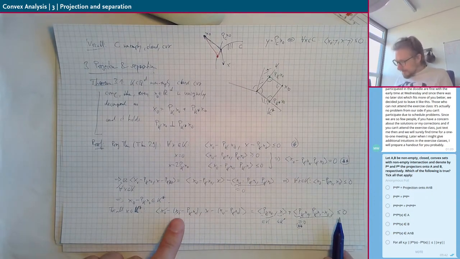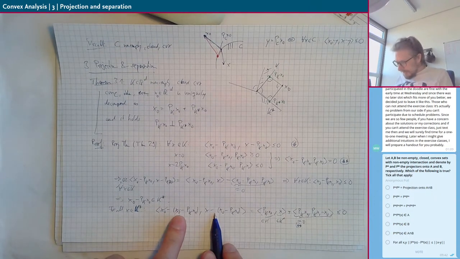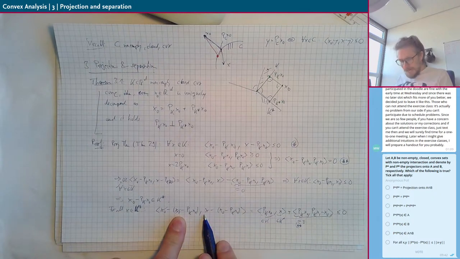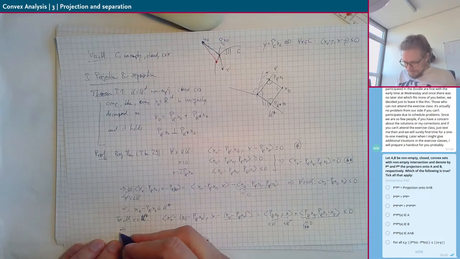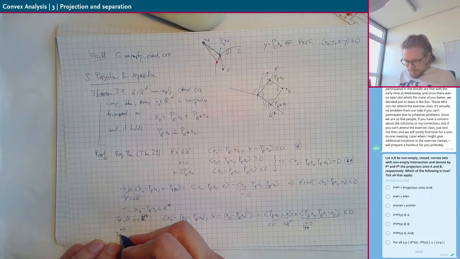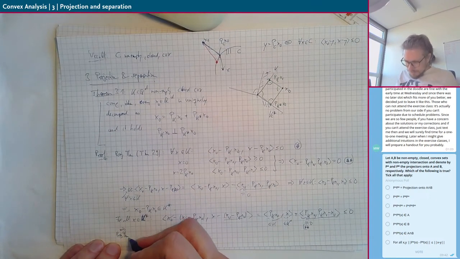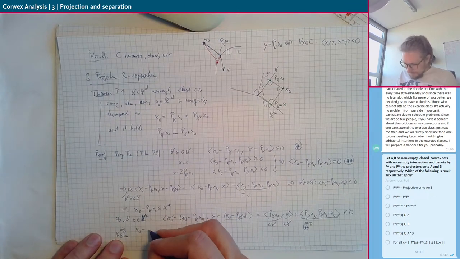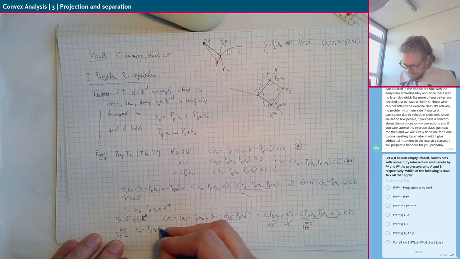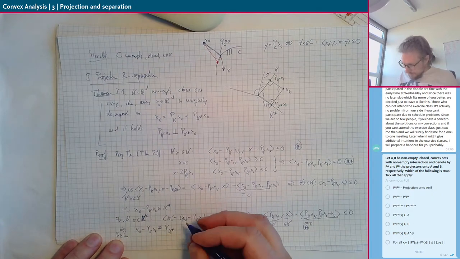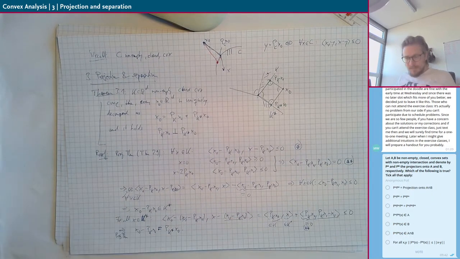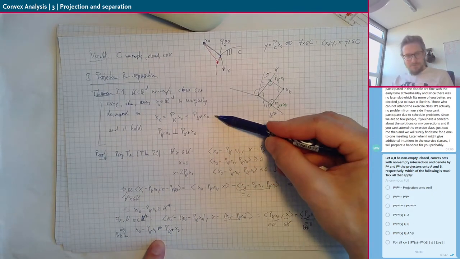Now the projection theorem strikes again. This inner product is always non-positive for any x in the polar cone. This means that this here has to be the projection. So again, the projection theorem shows that x0 minus pk x0 is equal to the projection onto the polar cone of x0. And that's exactly the equation we wanted to show.